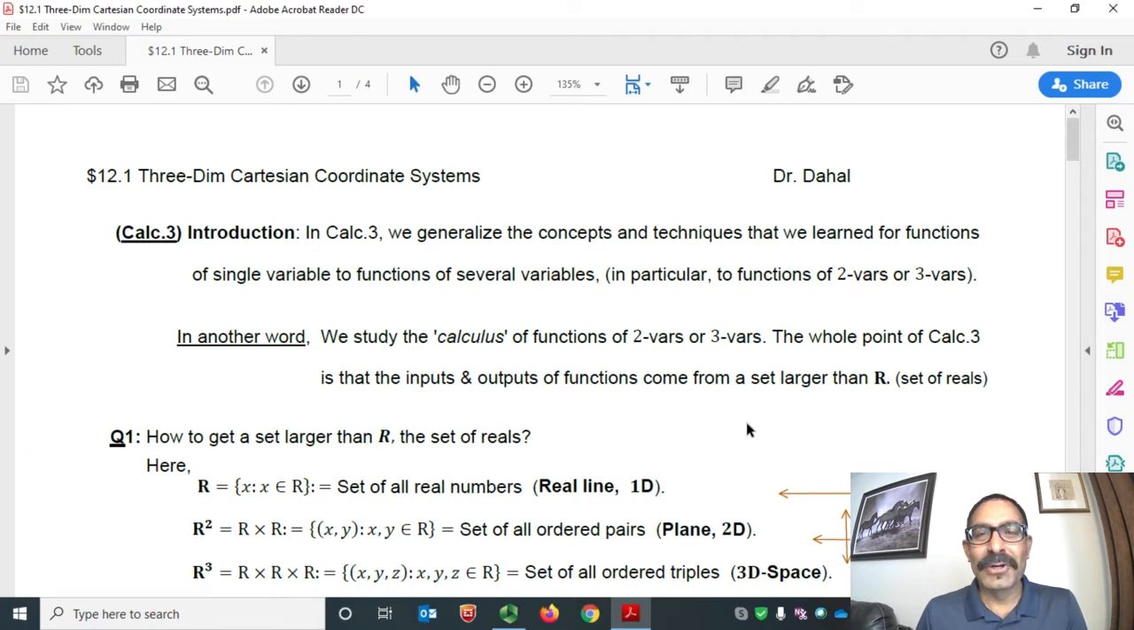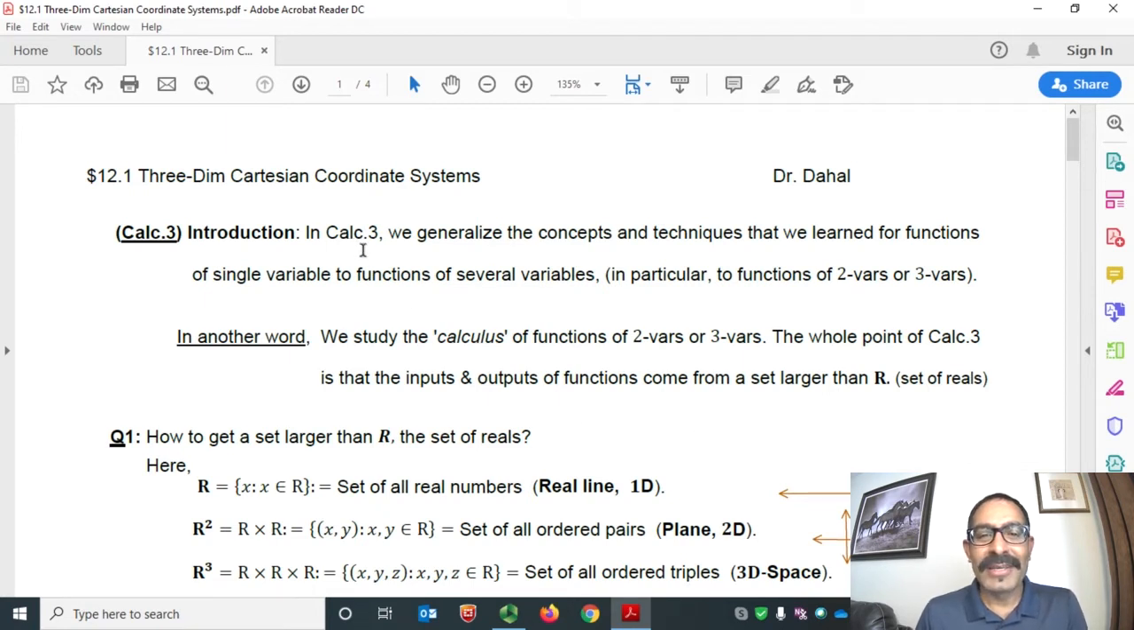This class is also called multivariable calculus class. Let me start the class right away. In today's class, I will cover section 12.1. But before starting the class, let me give you a short introduction of Calculus 3.